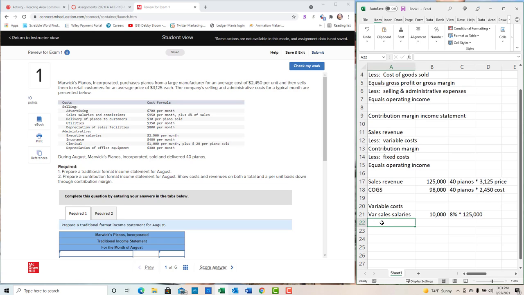Next, we have delivery of pianos to customers, $30 per piano sold.